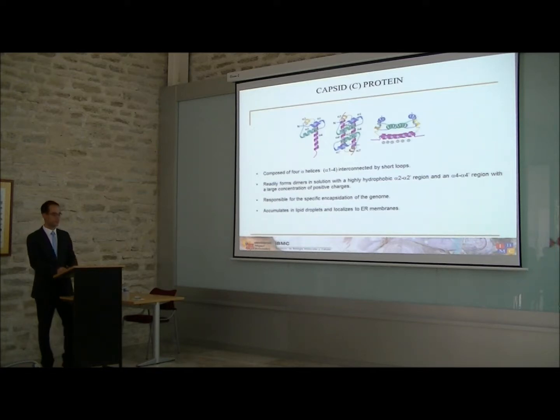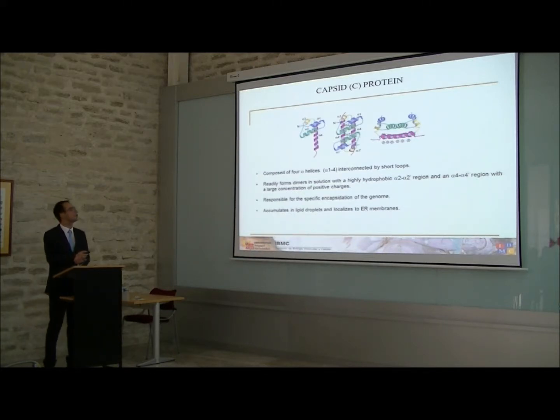Now, focusing on the proteins considered for this thesis, the capsid protein is composed of 4 alpha helices interconnected by short loops. As you can see here, this is the monomer of the capsid protein, and it readily forms dimers in solution. This is the dimer in 2 different views that contains 2 distinct regions. A highly hydrophobic region composed of helices alpha 2 from both monomers, and a region with a high concentration of positive charges formed by helices alpha 4 of both monomers. As for functions, this protein is responsible for the specific encapsulation of the genome, and it has been found to accumulate in lipid droplets and localize to endoplasmic reticular membranes.